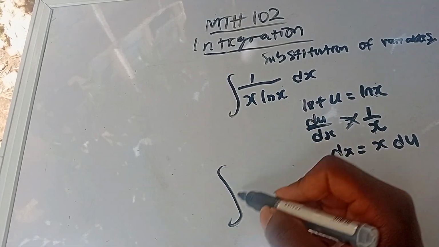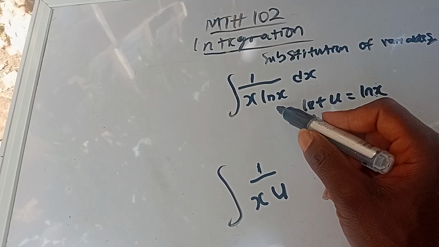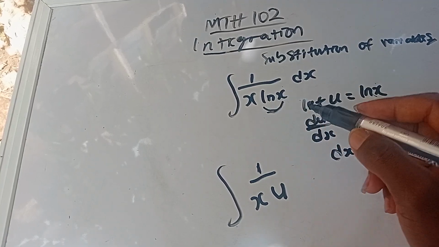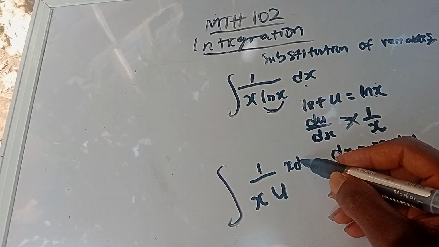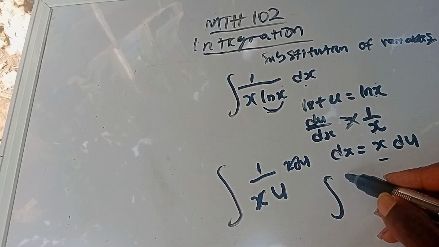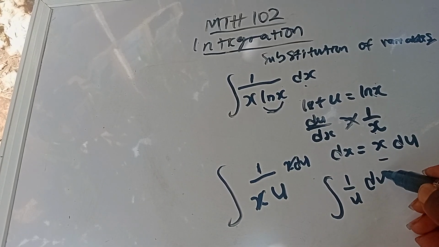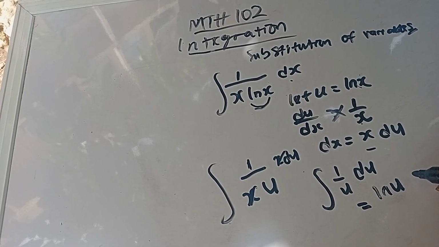This question now is what? Integral of 1 over xu. Why is it xu? Because we already said let u be ln x, but what's our dx? x du. So x cancels x. So the question becomes integral of what? 1 over u du. And we are familiar with this standard integral. If you integrate 1 over u, what do you get? You get ln u, isn't it? So our answer now is ln u plus what?